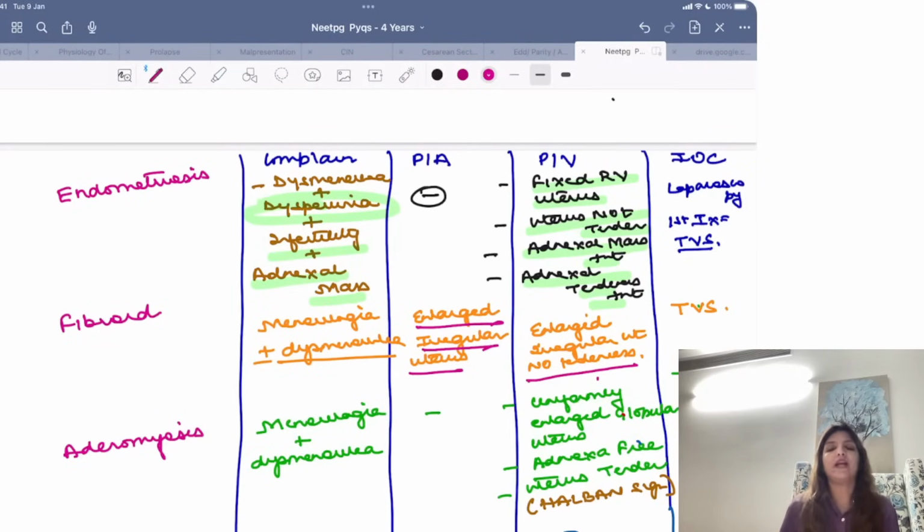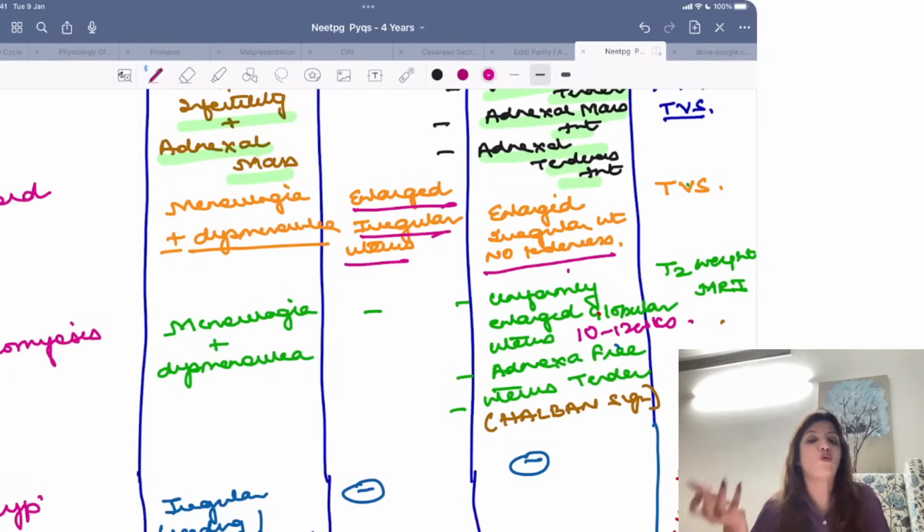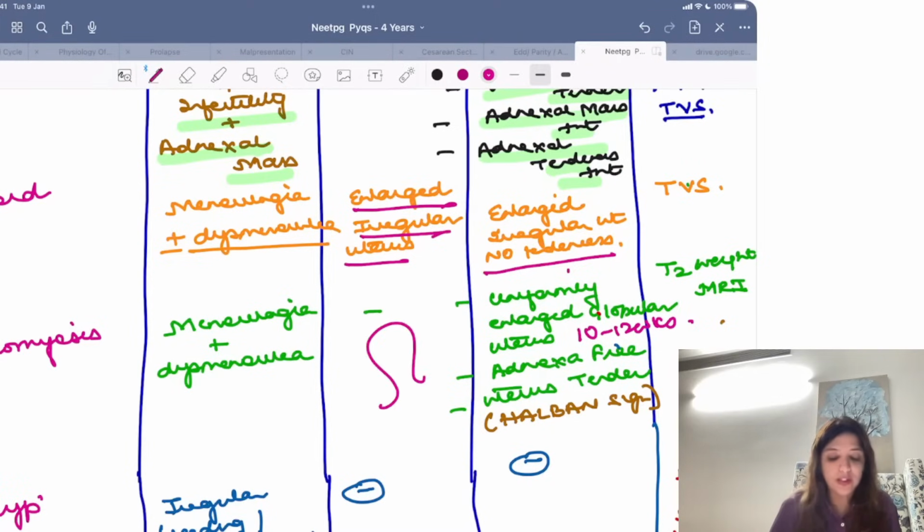You do not get any per abdominal findings. Per vaginally, uterus is uniformly enlarged and globular. It is 10 to 12 weeks pregnant size uterus. It is never more than 12 weeks pregnant size uterus. In case of adenomyosis, uterus will be uniformly enlarged, uterus tenderness will be present, that is called as Halban sign.